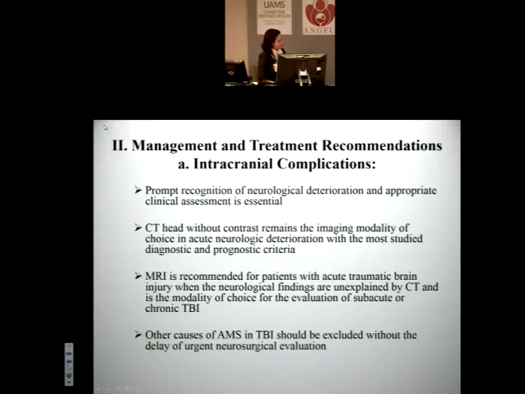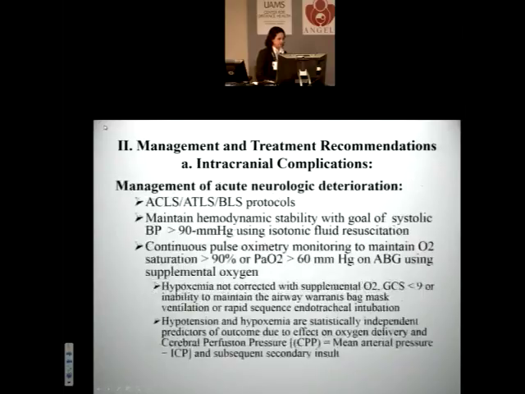Other causes of altered mental status definitely need to be considered, but if the intracranial complications are high on our differential, then we need to obtain urgent neurosurgical evaluation. Management of the acute neurologic deterioration: more than 2 points on the GCS, pupillary changes, or raised intracranial pressure in the traumatic brain injured population.